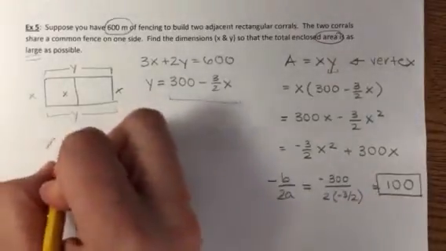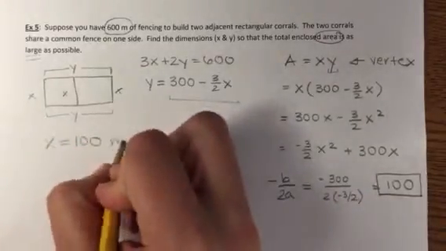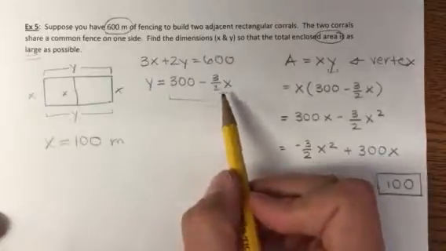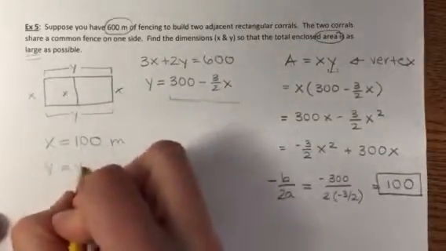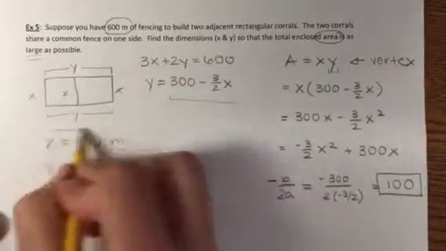So I know x is equal to 100 meters, and if I plug that back into here, then I'll be able to find that y is equal to 150 meters, and this would be my answer.